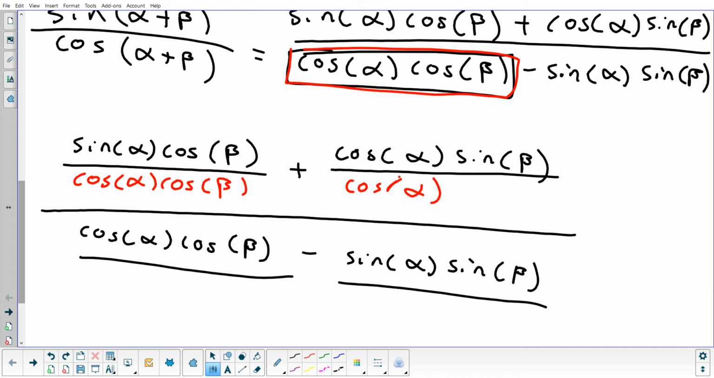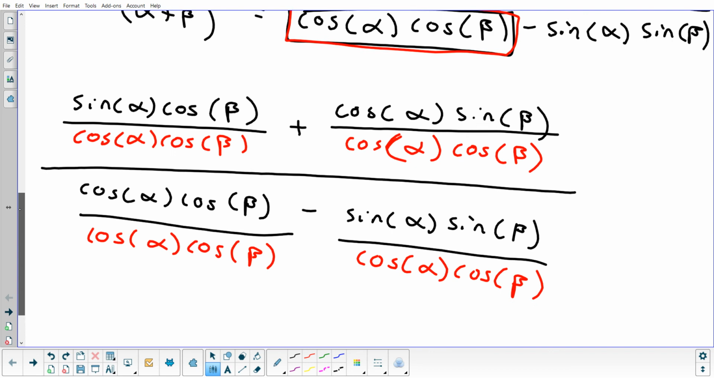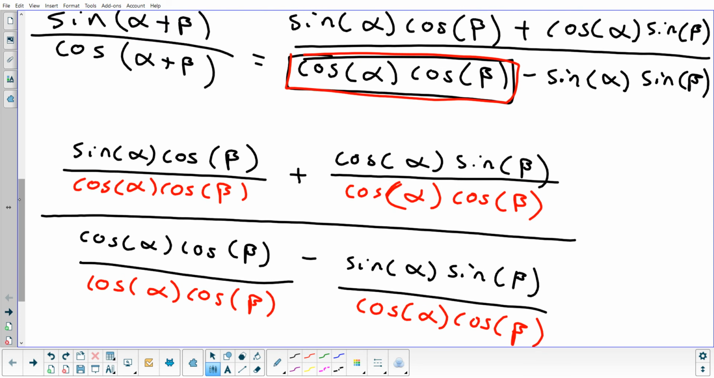Cosine alpha, cosine beta, cosine alpha. There's all kinds of things that are going to be canceling out here. Cosine alpha, cosine beta. Okay, let's start with this fraction in the upper left.